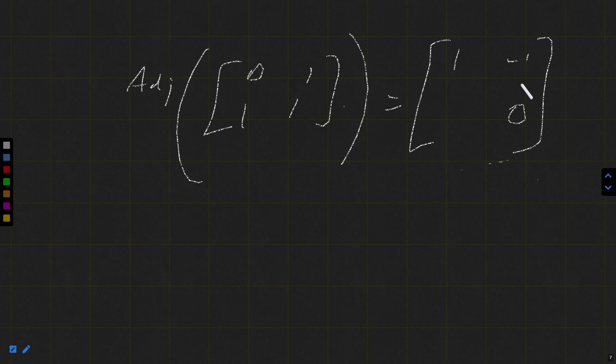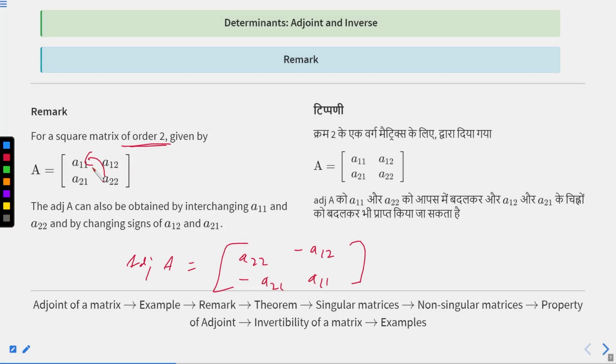So this will be an interchange, now with an extra minus sign. Okay, what about C, D? So this will be minus C, minus D. Very easy to find the adjoint now in the case of a 2 cross 2 matrix. Just interchange the main diagonal entries and put an extra minus sign on the remaining entries. Okay, clear? I hope that this remark is very clear to you.